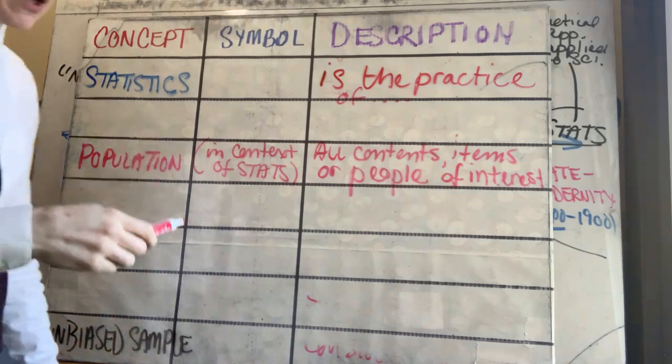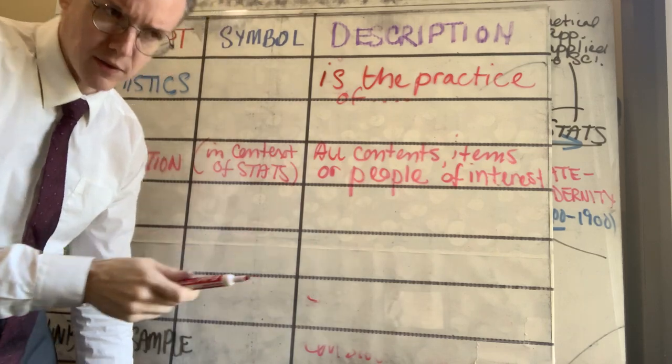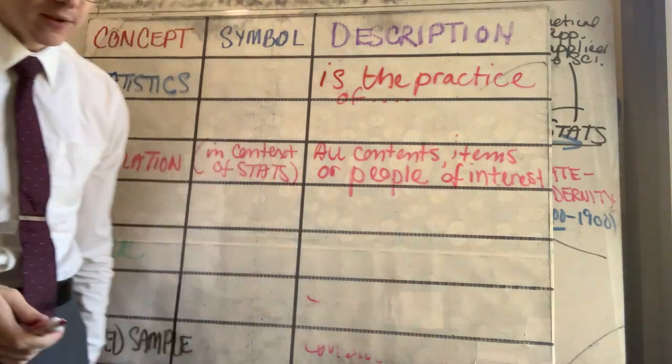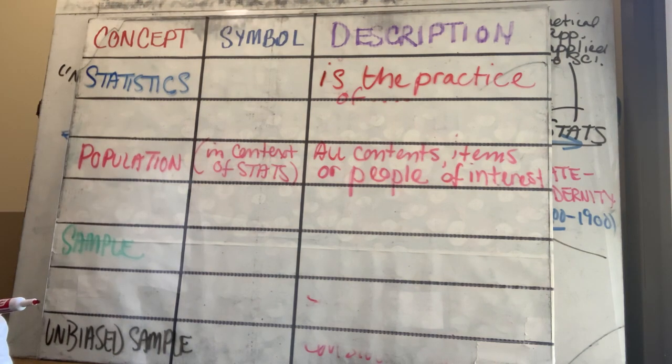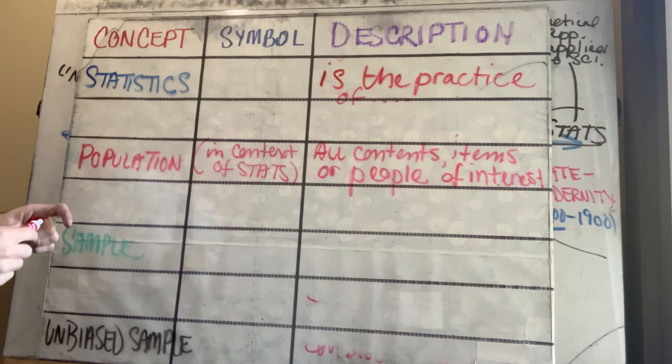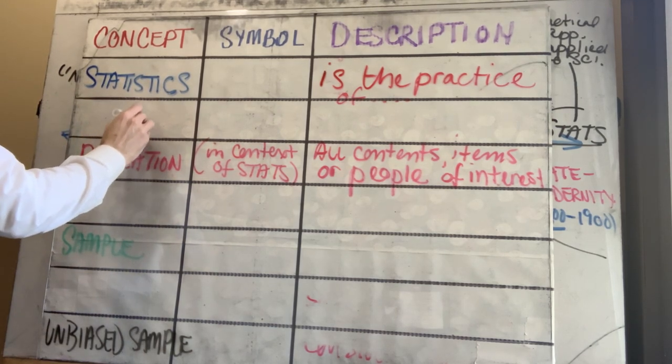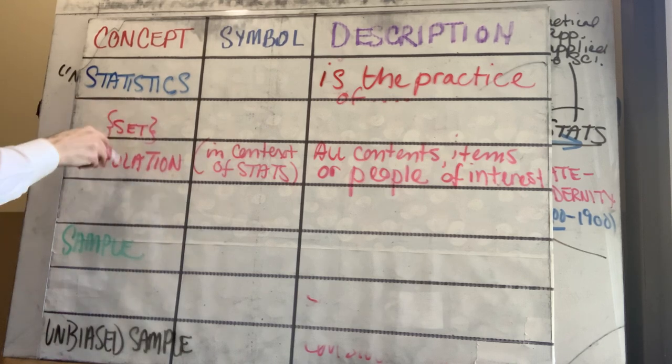In the context of probability and discrete math, you might say a population is like the universal set. It's all of the contents or items of a set. They use the phrases set and population somewhat synonymously.